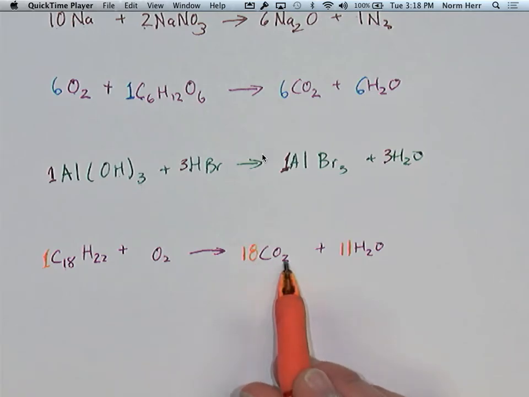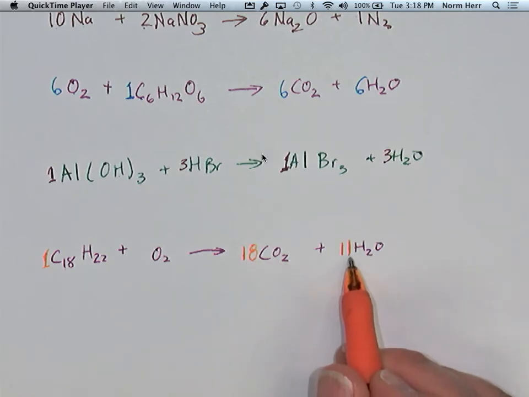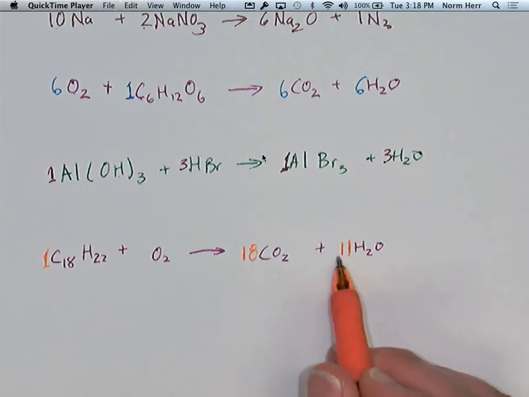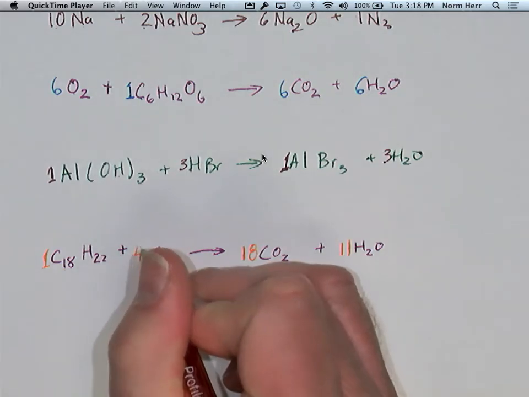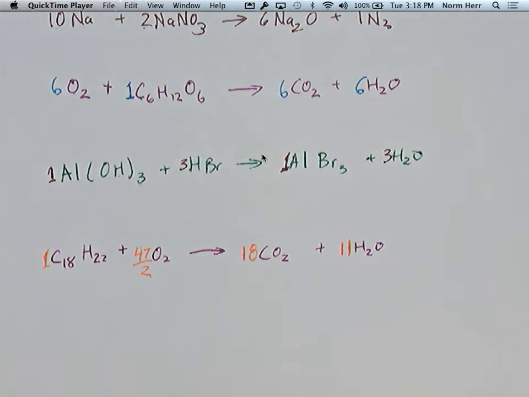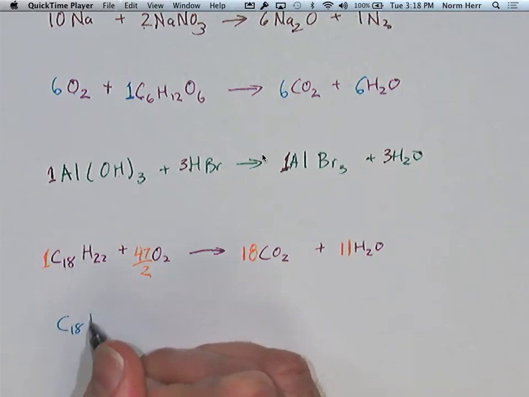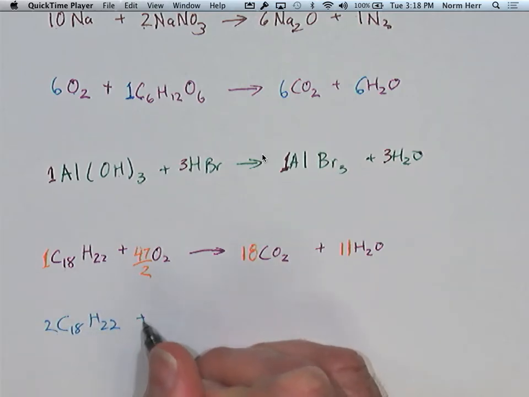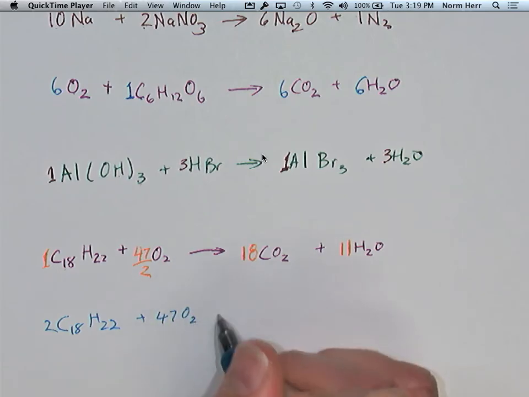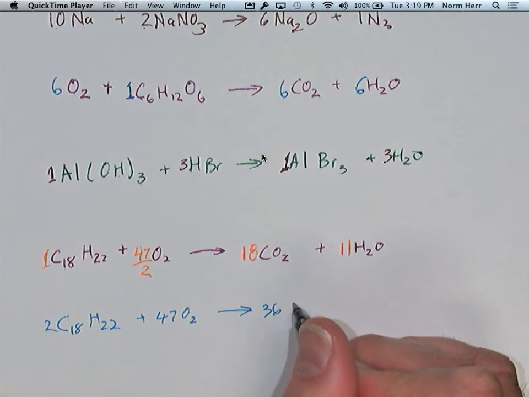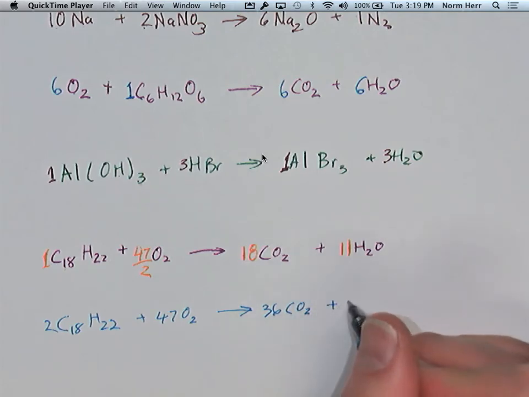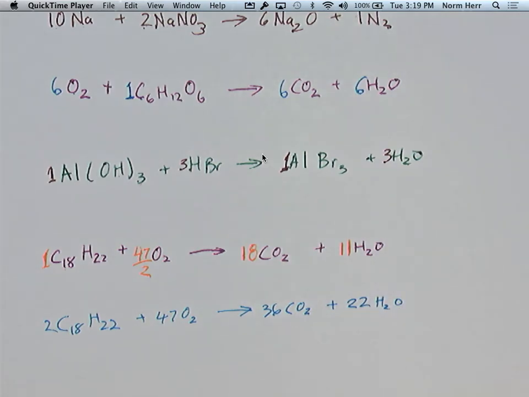18 times 2 gives us 36 oxygens here, plus 11 here, so that's 36 plus 11, which is going to be 47, and now we can multiply by 47 halves. Just to reduce this out, we can multiply everything through by 2. That's going to leave us with 2 C18H22, plus 47 oxygens, and that's going to yield 36 carbon dioxides plus 22 waters.